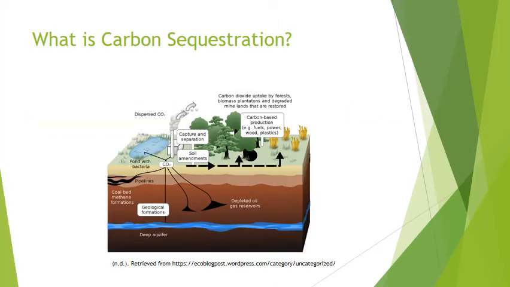What is carbon sequestration? Carbon sequestration is the removal of carbon dioxide from the atmosphere and storage in a solid or liquid state. Carbon sequestration occurs naturally when carbon dioxide is broken down into oxygen and carbon. The oxygen is released into the atmosphere, and the carbon is stored within plants, soil, and within the ocean. Carbon sequestration can also occur artificially with the use of modern technology.